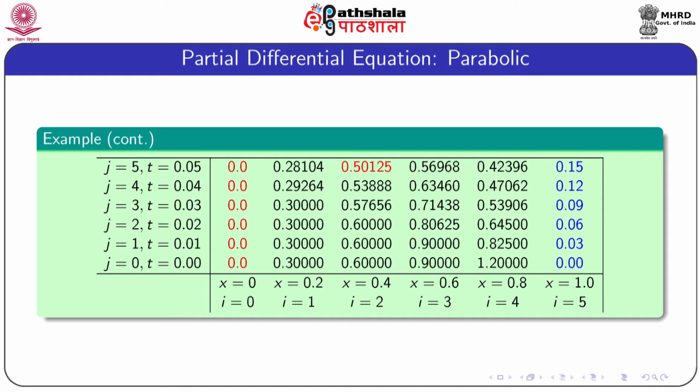For example, the value mentioned in red color, that means the value 0.50125, is the value of u when x equal to 0.4 and t equal to 0.05. Similarly, 0.56968 represents the value of u when x equal to 0.6 and t equal to 0.5 and so on. So, this table gives the values of u for different values of x which is mentioned along the horizontal line and for different values of t mentioned in the vertical line.